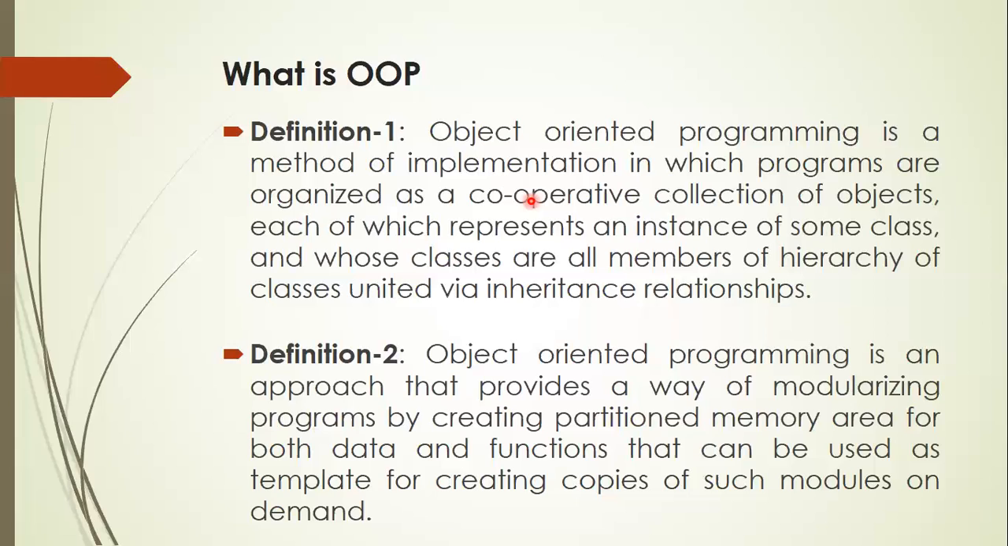So in any object-oriented programming, the first basic concept is to identify to which class the particular object belongs. Once the class is identified, you can create an object. Once the object is identified, then you identify what should be the data of that particular object and what should be the function of that particular object.